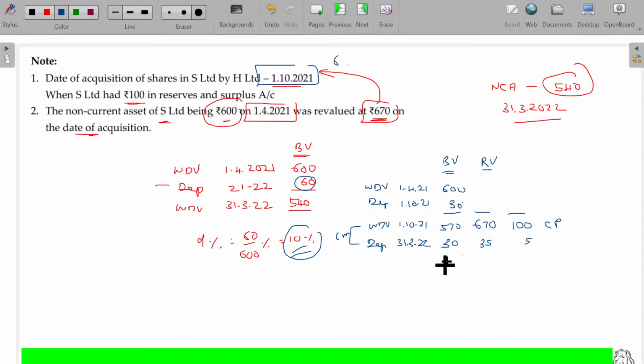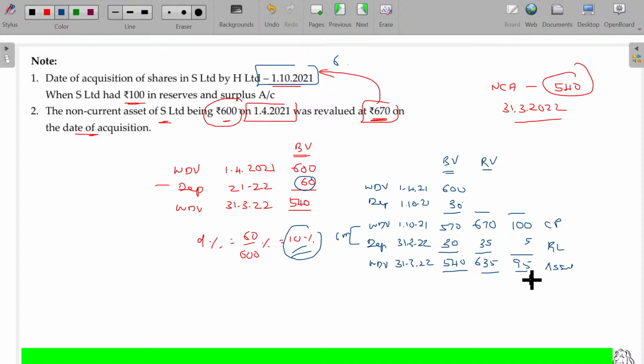Okay, second half. Now the revised WDV as on 31st March 22: book value 540, but revised value being 635, net impact in the value of asset being 95. So the 100 rupees appreciation as on the date of acquisition is the capital profit. Thereafter, there is an appreciation in the case of depreciation. So this is the loss, and that loss is called revenue loss. Ultimate value will be adjusted in the asset value.